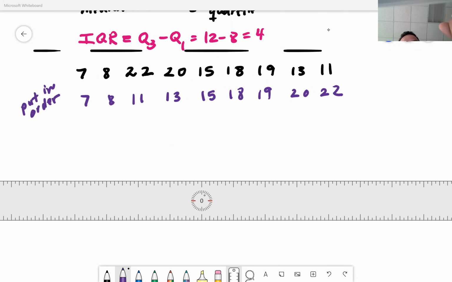And we have 1, 2, 3, 4, 5, 6, 7, 8, 9 numbers. So that's odd. The middle number, what's 9 numbers plus 1? That's 10 numbers divided by 2. It should be the 5th number. 1, 2, 3, 4.